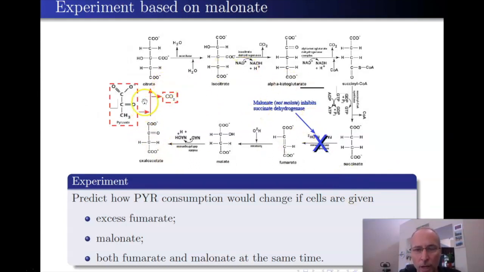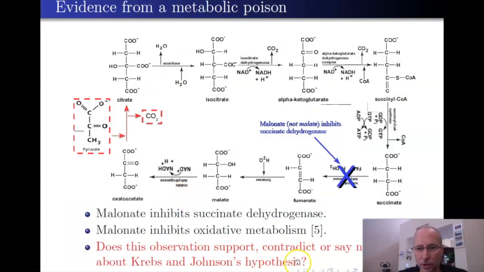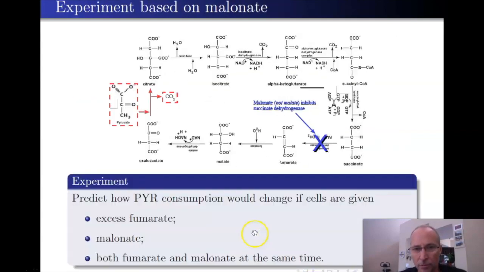If this is true, now again, we're not saying that this is true, but if this were true, pyruvate comes in here and the whole cycle is being driven by pyruvate being put in, what would happen to pyruvate consumption? Now, this is just talking about oxidative metabolism, not consumption of pyruvate. But if this is what's happening, what would you expect to happen to the pyruvate consumption if you put malonate into cells? And what would you expect to happen if you put in excess fumarate, if you put in more fumarate? And what if you put in both at the same time? You put in excess fumarate and you put in excess malonate, or some malonate.